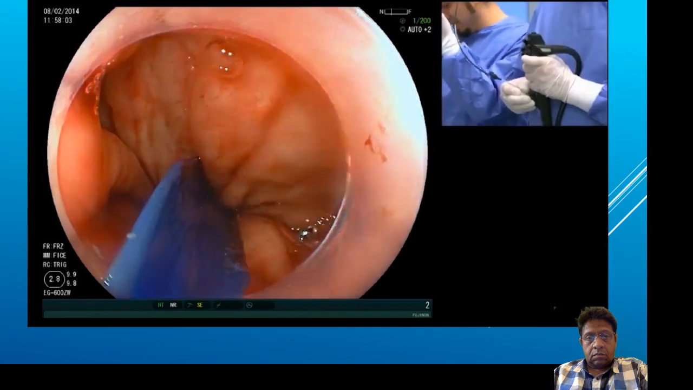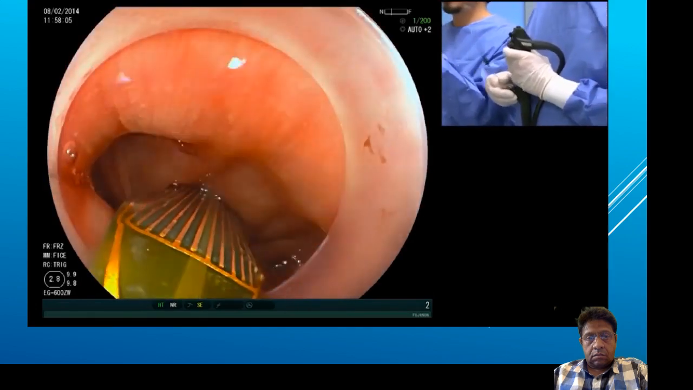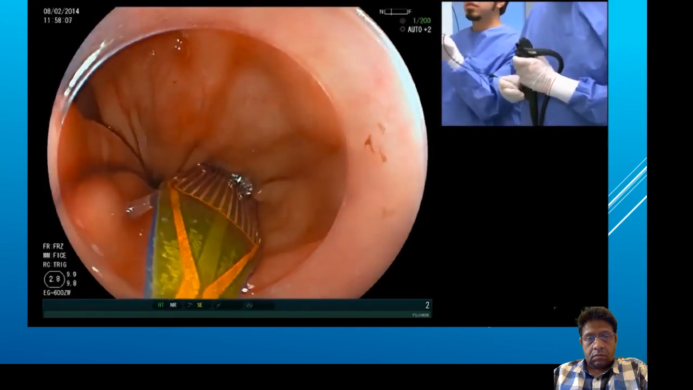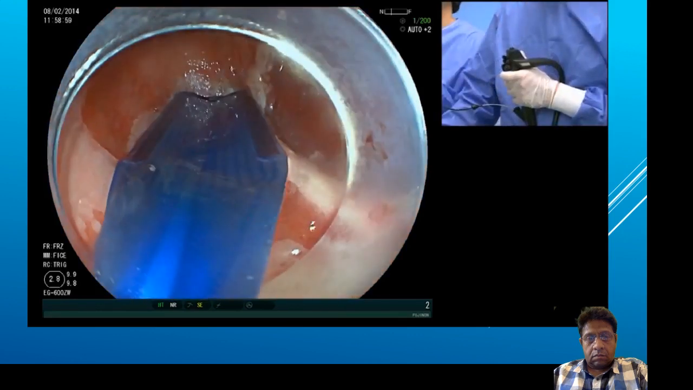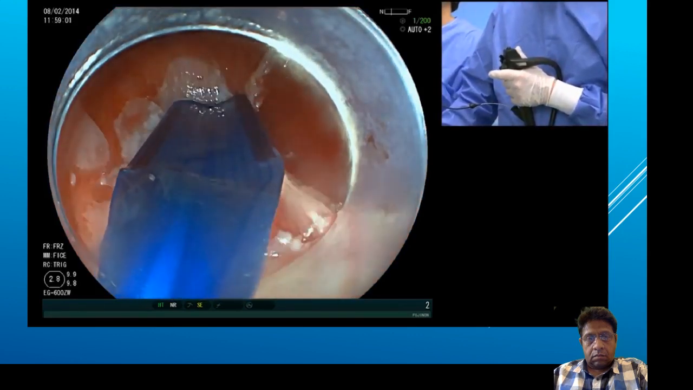Shown here is a focal device, TTS, that is introduced through the endoscope's working channel and is then used to remove the residual Barrett's piecemeal.